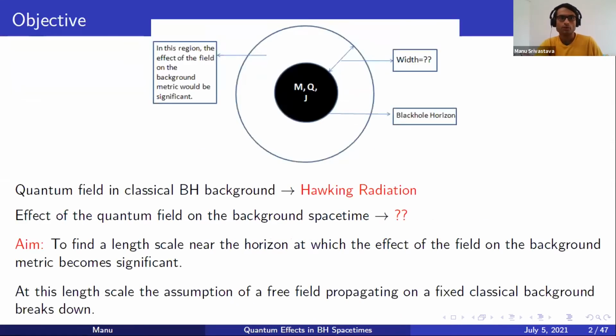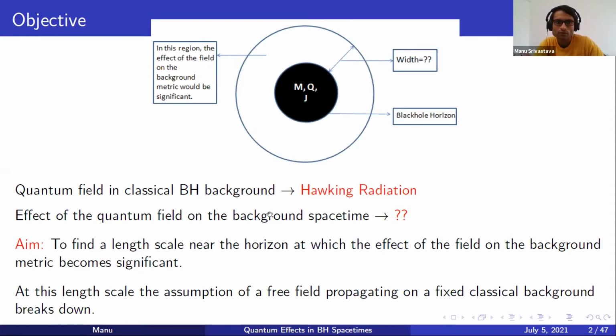The objective of the work was this: if we have a quantum field in a classical black hole background, it leads to Hawking radiation. But a parallel question is, when we include a quantum field in the black hole background, what effect does it have on the background space-time itself? What is the back reaction of this quantum field on the background metric? I've put a question mark here because, although there have been a lot of interesting works in this direction, I don't think we have a very clear understanding.